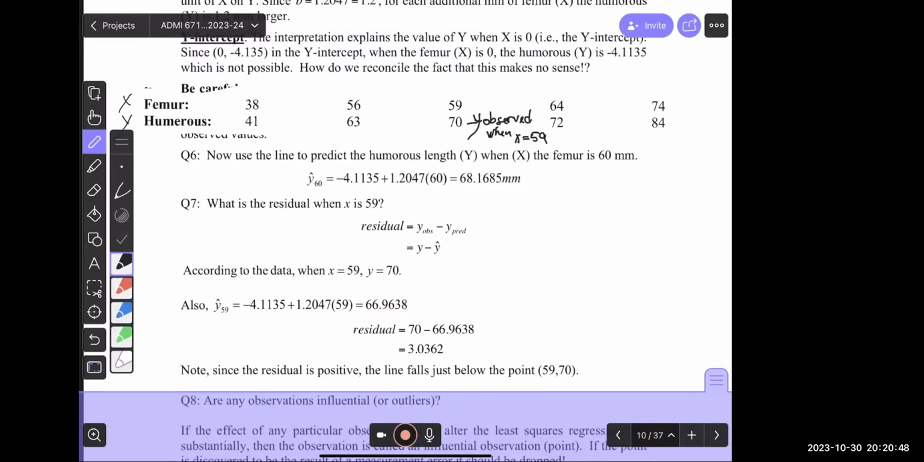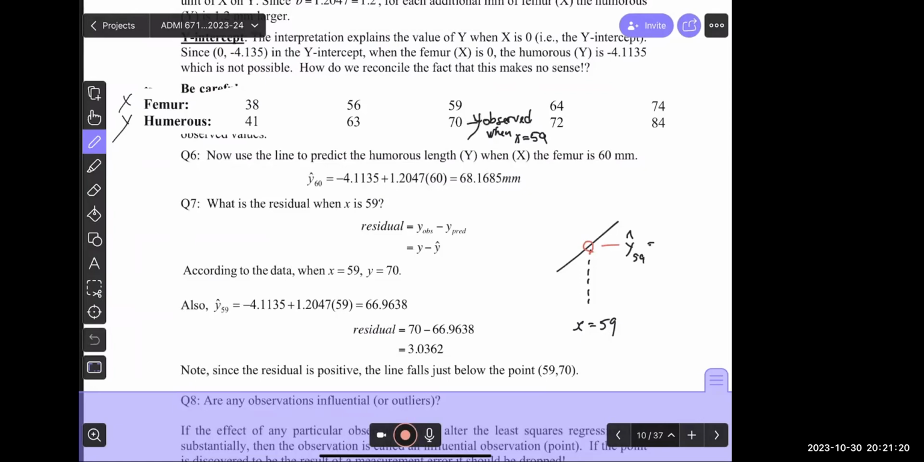Okay, so let me see if I can draw something here so that we know this goes like that. And we're calculating for x equals 59. We're finding the residual here. Not the residual, sorry, the predicted value. And the predicted value is 66.9638.